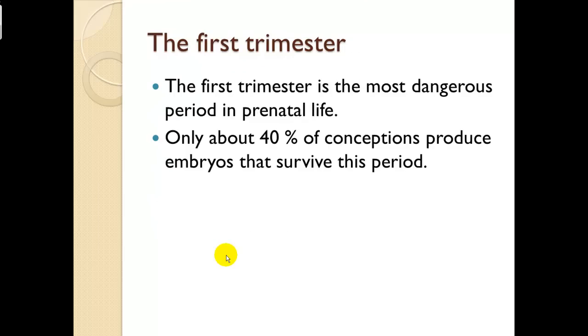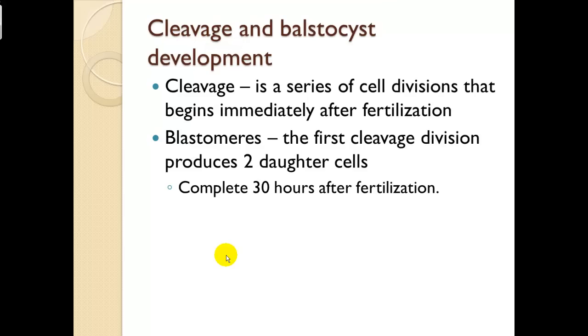The first trimester is the most dangerous period of prenatal life. Only about 40% of conceptions produce embryos that survive this period. Cleavage and blastocyst development. Cleavage is a cell division that begins immediately after fertilization. The first cleavage division produces 2 daughter cells called blastomeres. This is completed about 30 hours after fertilization occurs.